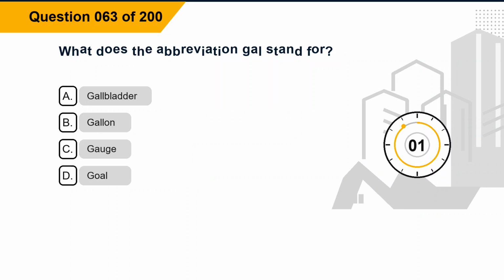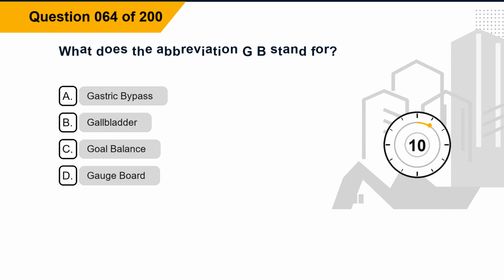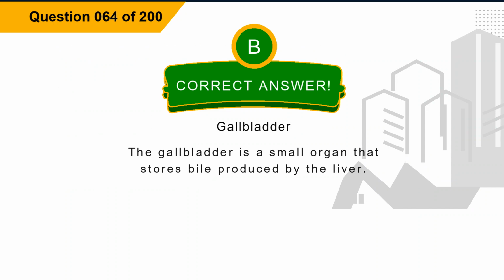Option D, goal. The correct answer is option B, gallon. Explanation. A gallon is a unit of liquid capacity equal to 4 quarts. Question 64. What does the abbreviation GB stand for? Option A, gastric bypass. Option B, gallbladder. Option C, goal balance. Option D, gauge board. The correct answer is option B, gallbladder. Explanation. The gallbladder is a small organ that stores bile produced by the liver.